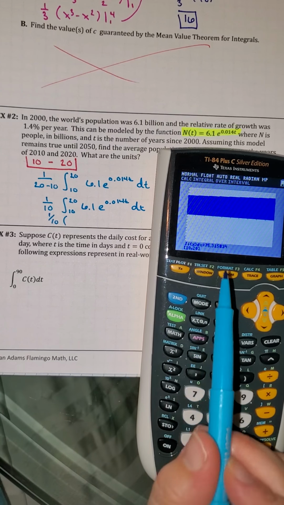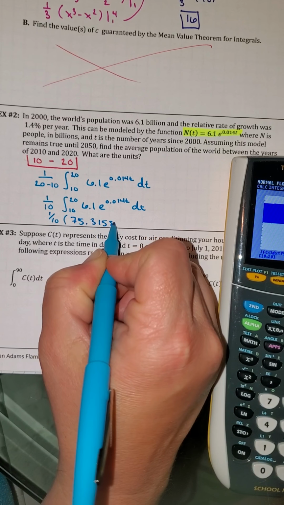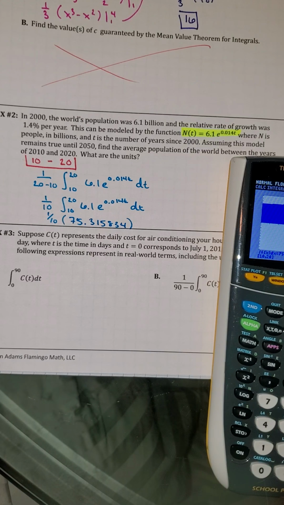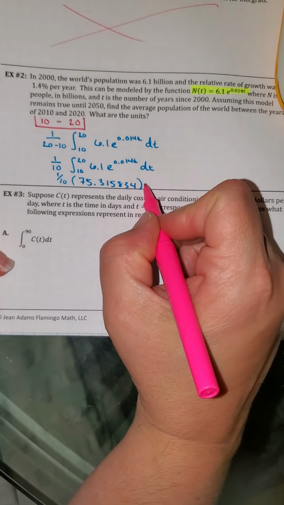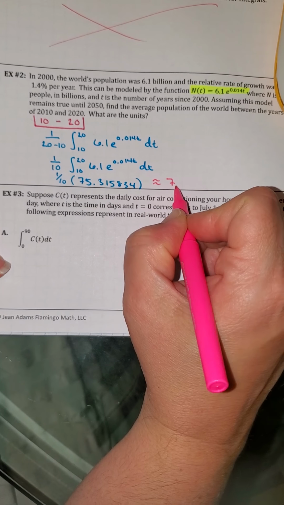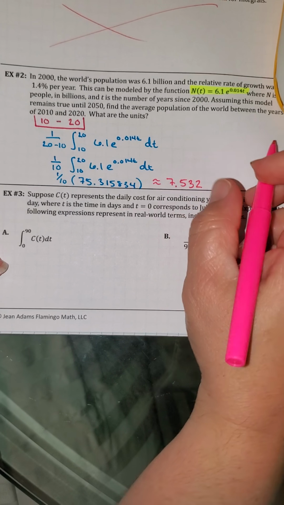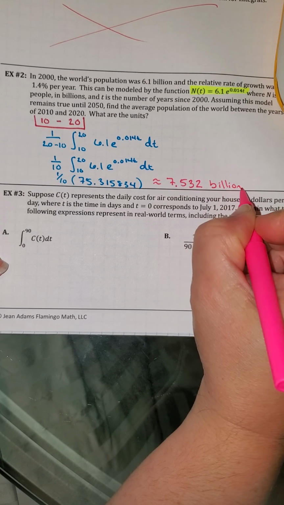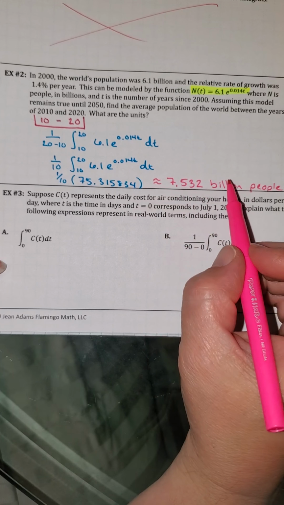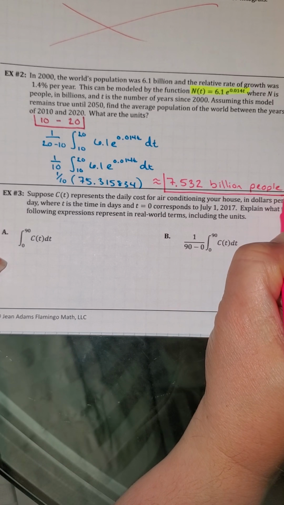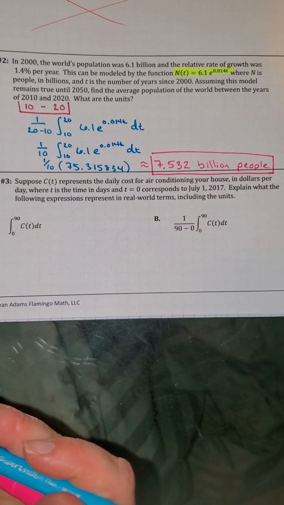So we have 1 over 10. If you look down at the bottom there, we have 75.315834. So it says find the average population. To give my final answer, I'm going to round to 3 decimals. Dividing by 10 moves it back 1. 7.532, and then this is billion people. So this is the average population of the world between these years. And don't forget to put billion people, that's pretty important. It's way different from just 7.5 people.